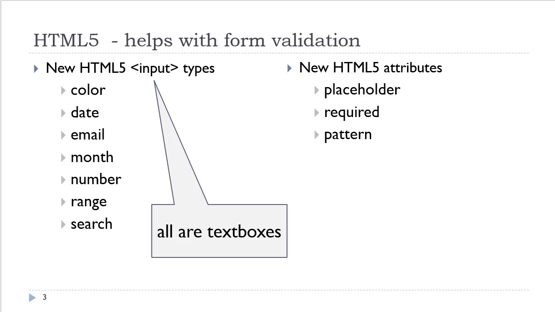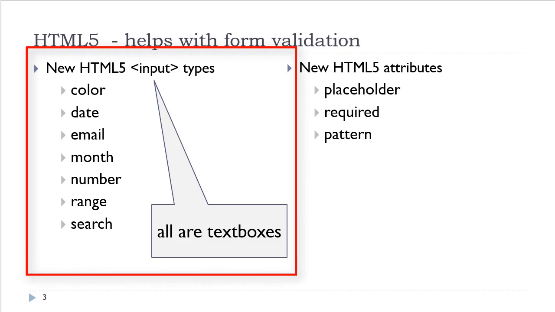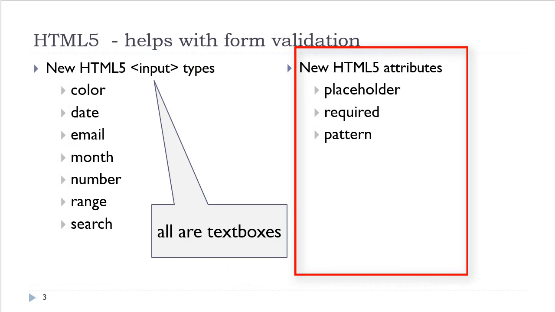HTML5 has introduced some new input types and attributes to assist with validation. These new input types are for all practical purposes just text boxes, so you can treat them in that manner. The new attributes give us the ability to require that a certain element have a value and also to indicate the type of value that it should have and to give an example of the value inside that form element if it is a text box.